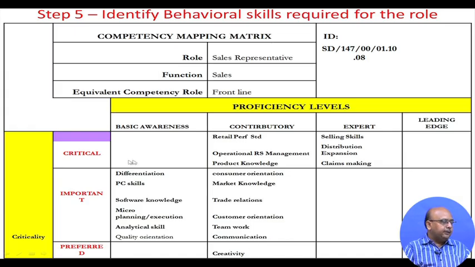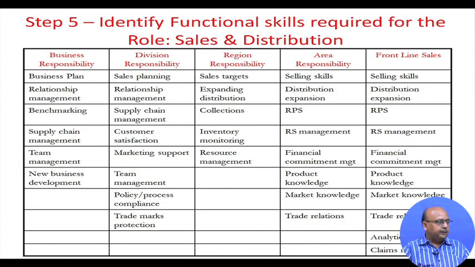So, you need to identify the criticality and importance related to a particular role, like sales representative, and then you identify the criticality. So, criticality and proficiency level are important, and that is how we go about identifying the behavioral skills. We are not going to identify only the technical or functional skills, but you also need to identify skills associated with the job, that is the behavioral skills and generic skills, all kinds of skills.